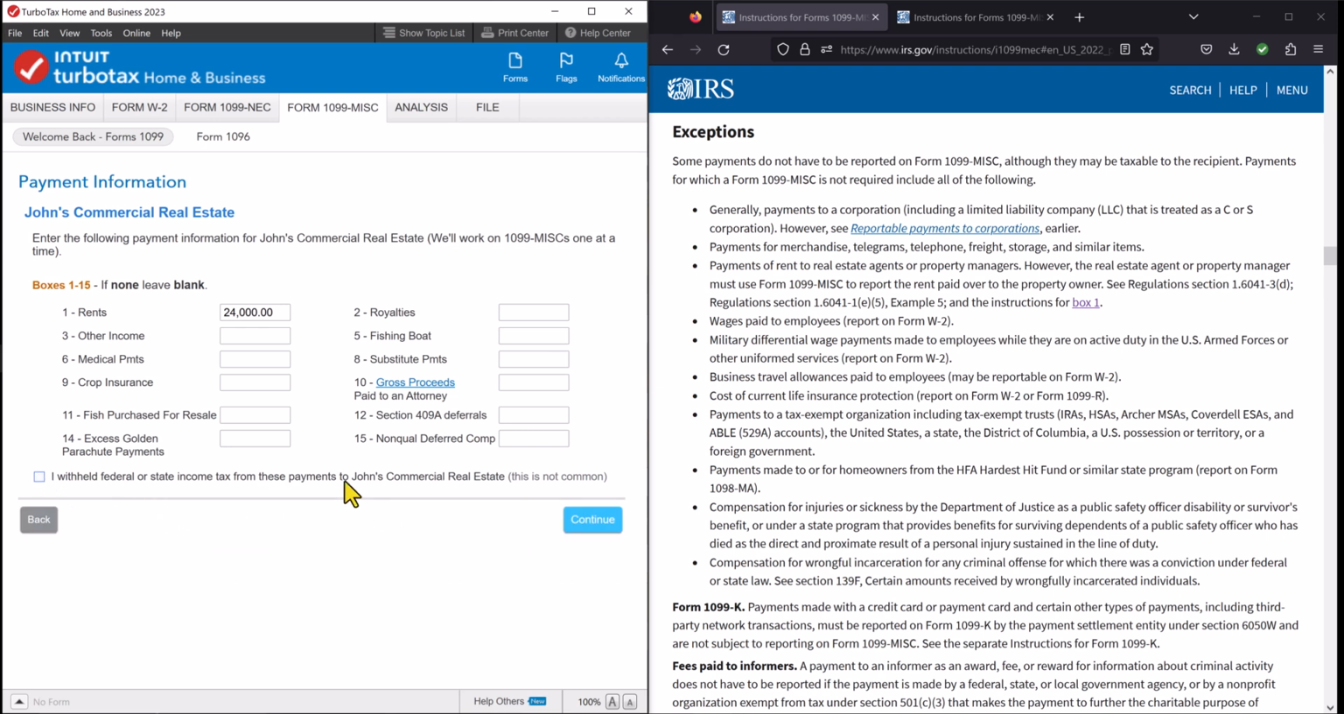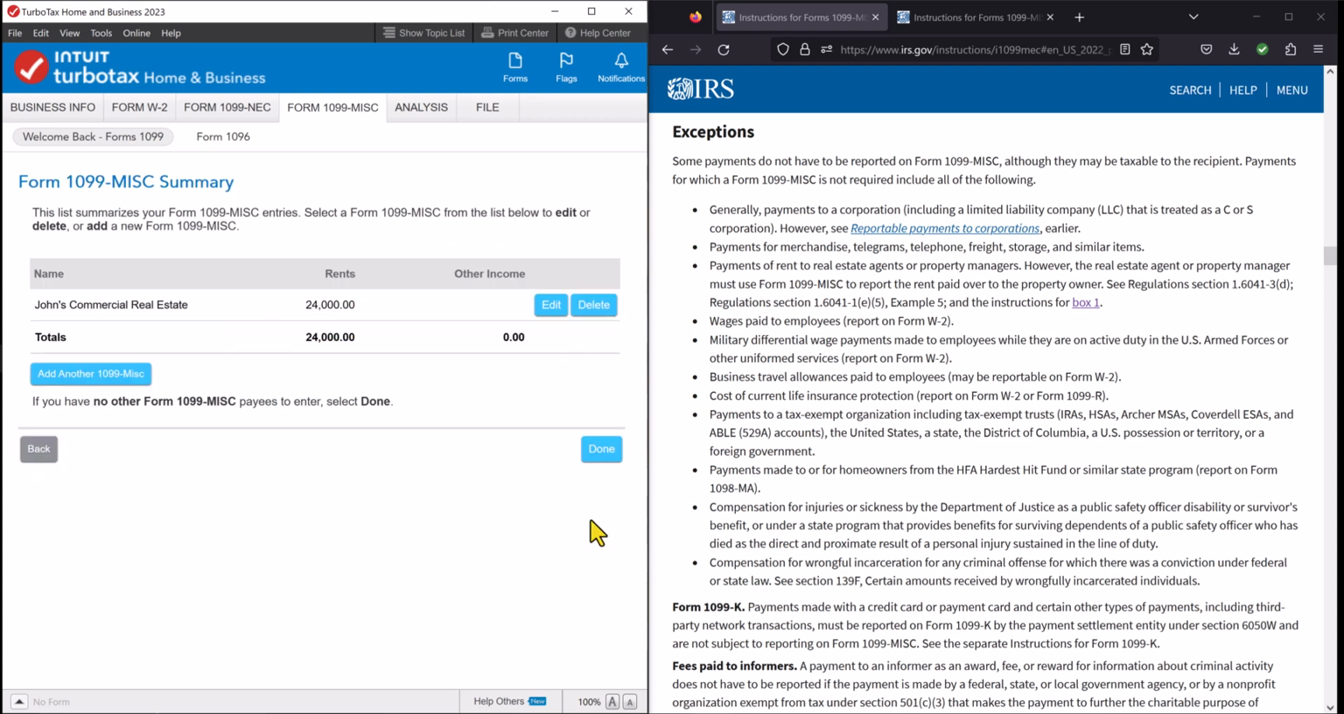Most people don't withhold on these kinds of payments. If you do withhold, make sure you're remitting that withholding to the IRS, if it's federal, or to the relevant state or local taxing authority. If you're filling out the 1099 miscellaneous for some other purpose, you would fill in one of these boxes as applicable. For this video, we're just talking about rents, so we're going to put it in there.